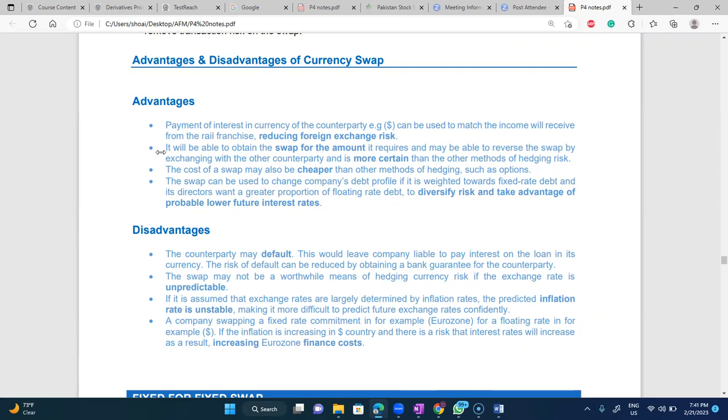A company swapping a fixed rate commitment in, for example, Eurozone for a floating rate in, for example, dollar. If the inflation is increasing in the dollar country, there is a risk that interest rates will increase as a result, increasing Eurozone finance cost. So that is another problem. For example, in euro, if you are exchanging the Eurozone interest rate with the dollar interest rates and the interest rates of Europe increase, so ultimately, you have to bear the risk.